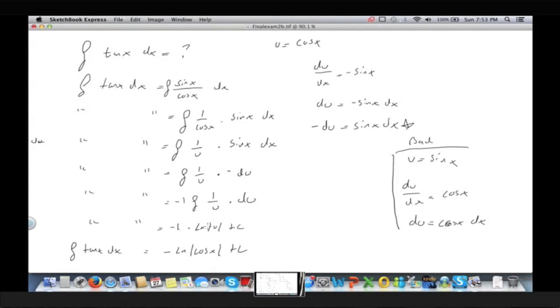Not too surprising. What's the antiderivative of tangent x? It's the negative natural log of the absolute value of cosine of x plus c. So anyway, I just wanted to point out this is one of those amazing facts that sometimes comes up in math. Where the heck is natural log coming from? So it's just interesting to point out.